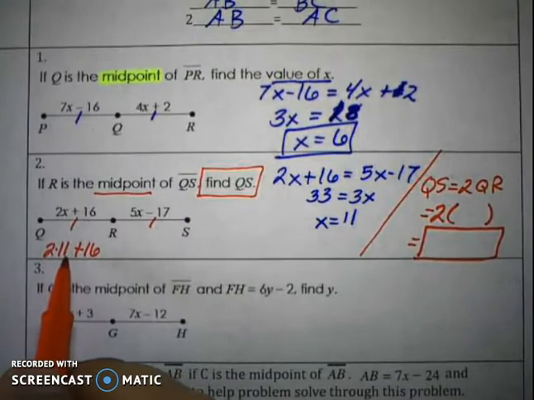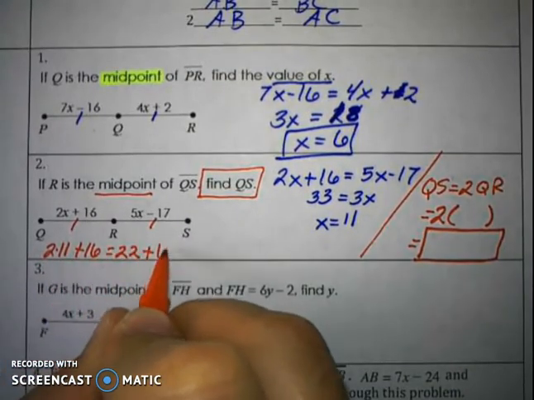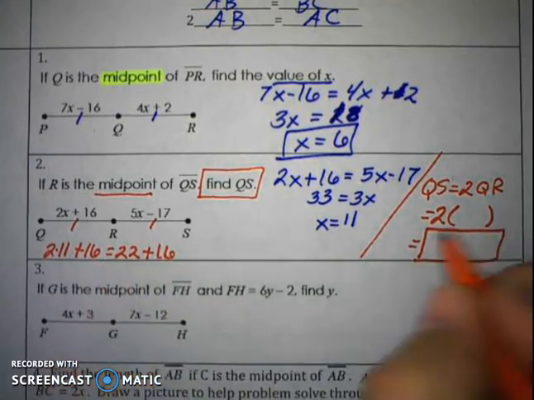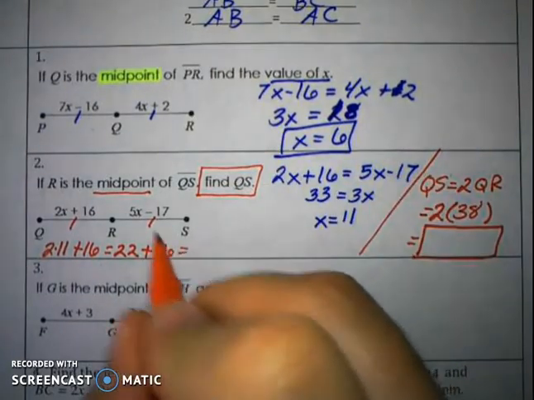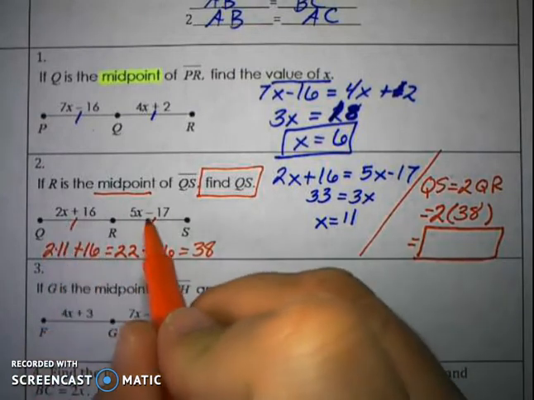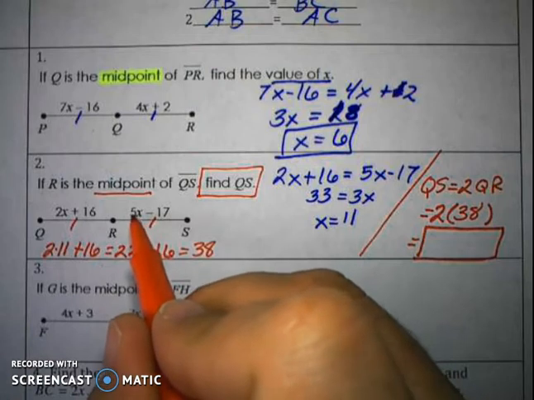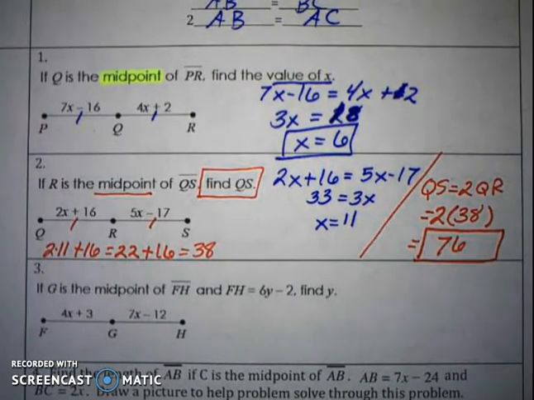So we're going to do 2 times 11, which is 22. But then I have to add that 16 still. And 22 plus 16 is 38. So QR is equal to 38. But they ask for QS. Well, this would be 38, and this would also be 38. If you're not sure about that, plug in 11 here, and then you should also get 38. And then if I do 2 times 38, I get 76. And that is my answer.